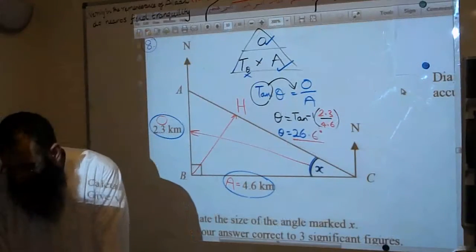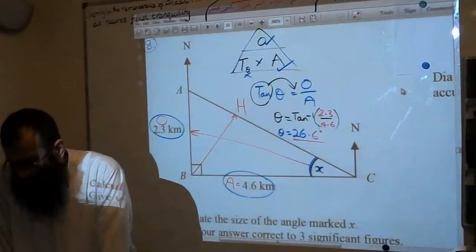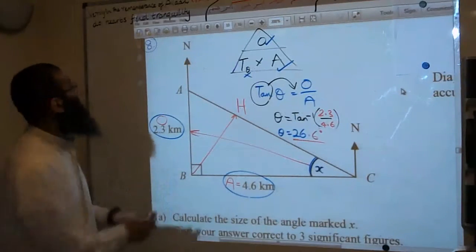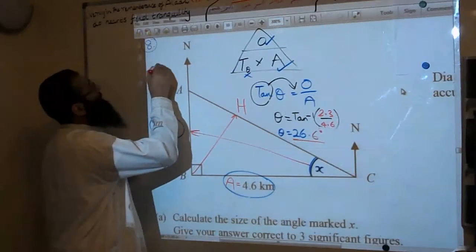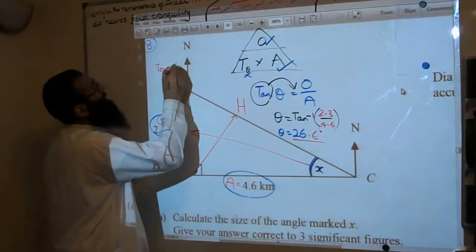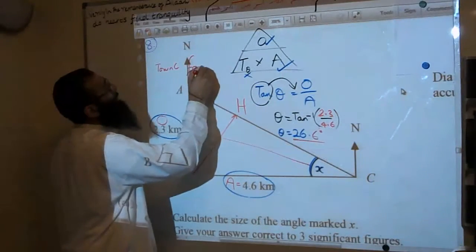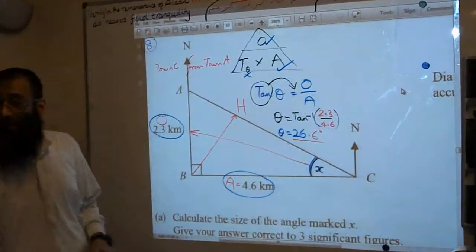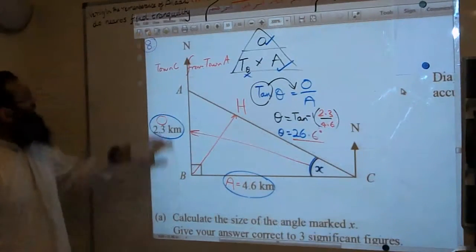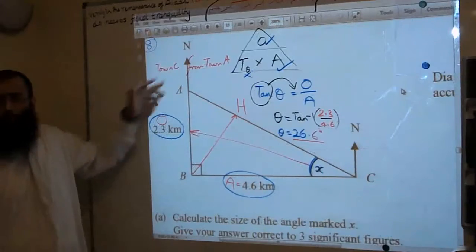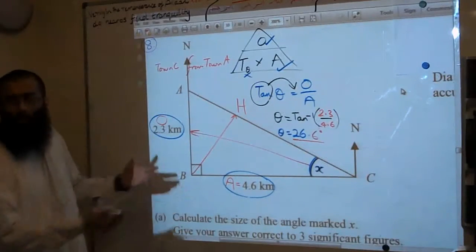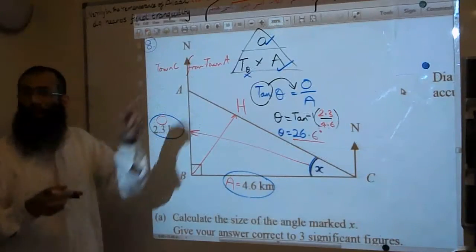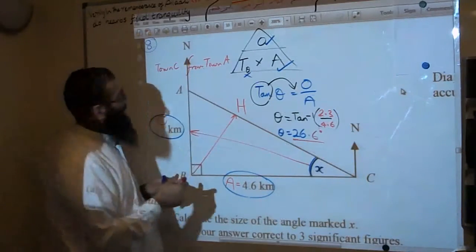Okay, the next question is only worth 1 mark. Find the bearing of town C from town A. When we do bearing questions, do we start at town C or A, by the language of the question? A, because it was from A. Okay, from A. So let's go to A.